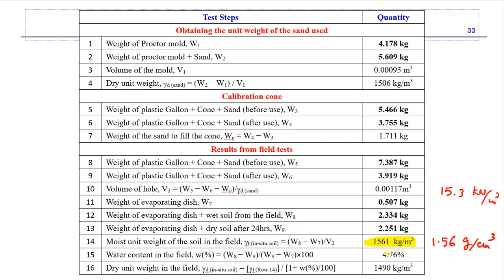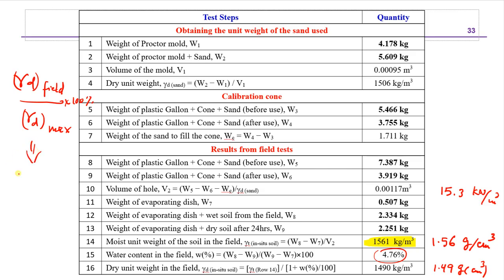And we found the moisture content, which was 4.76, and from there we find the dry unit weight, which is 1.49 grams per cubic centimeter. So this is how we get this test result, and this gamma D will be called gamma field. Once we get this gamma field, we divide it by gamma D maximum, which we got from the lab, and then we find the percent compaction. So this will give us percent compaction.